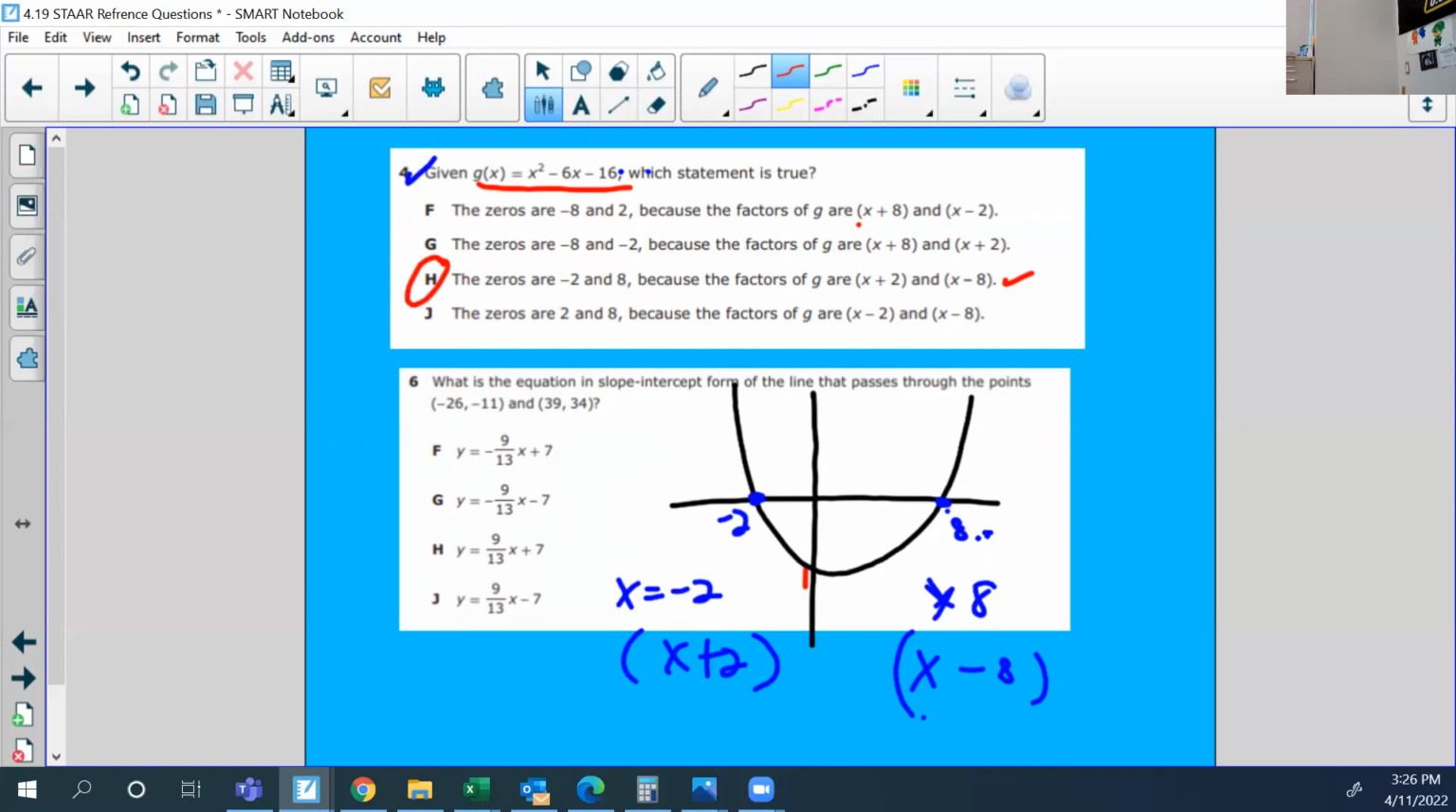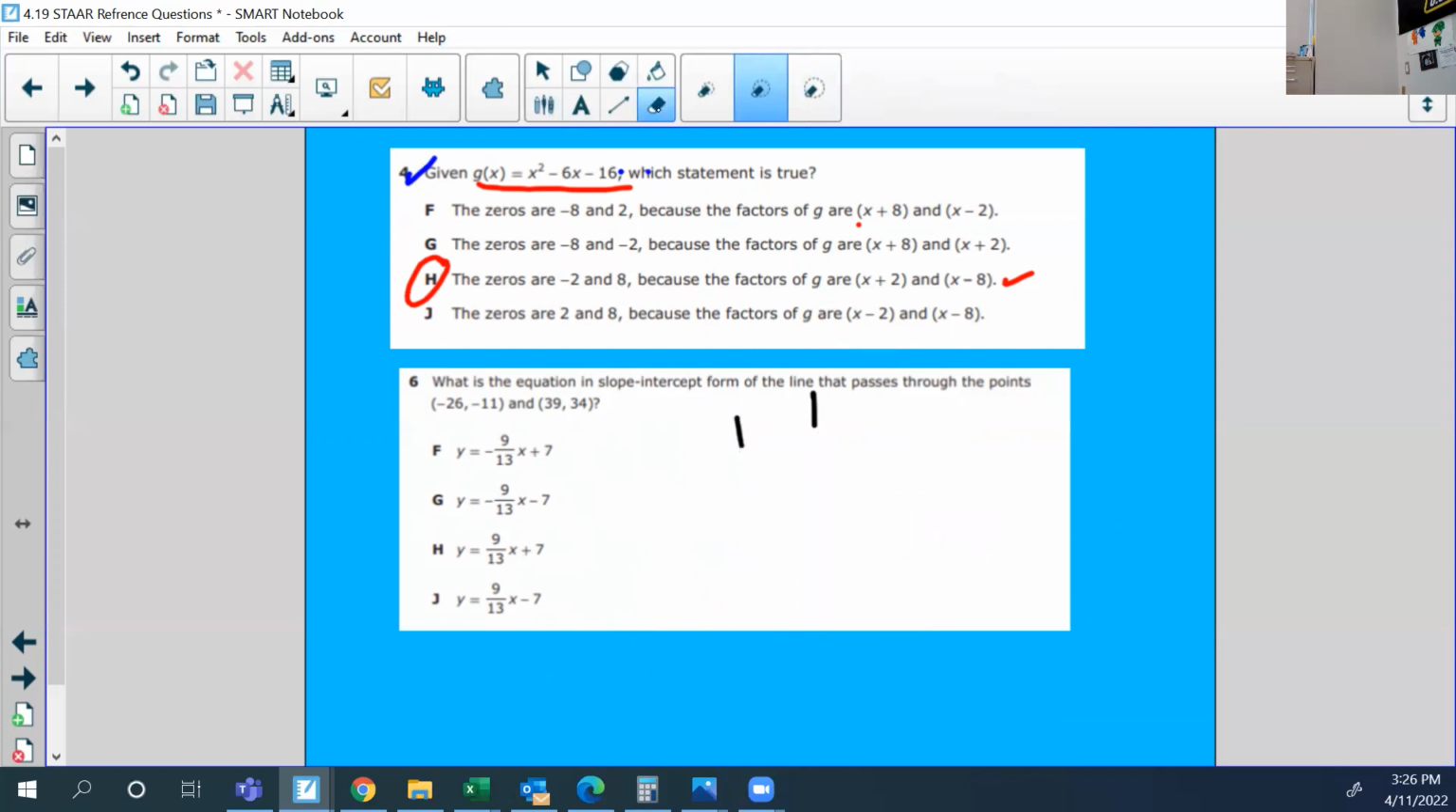All right, so that was number 4. Let's look at number 6 now. Number 6: what is the equation in slope-intercept form that passes through the points? So remember what slope-intercept form is. Slope-intercept form is y is equal to mx plus b.